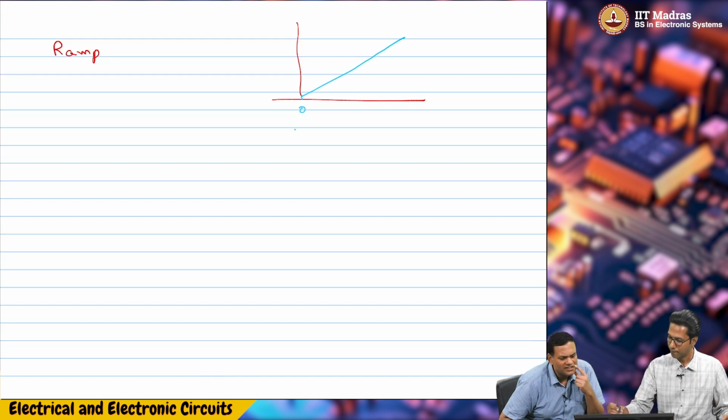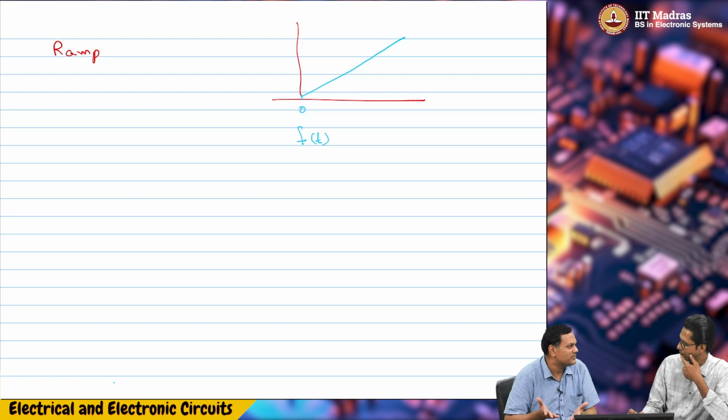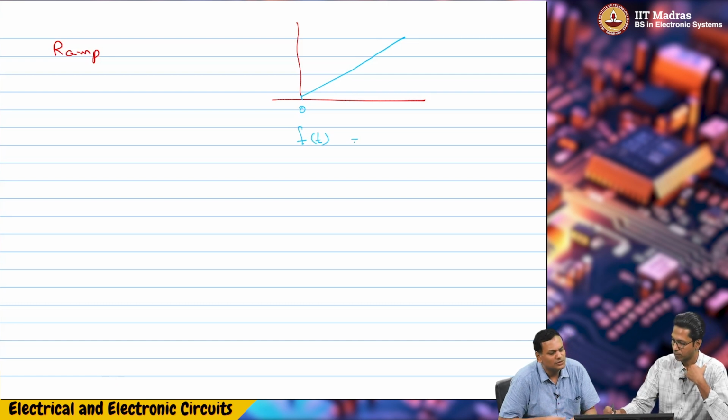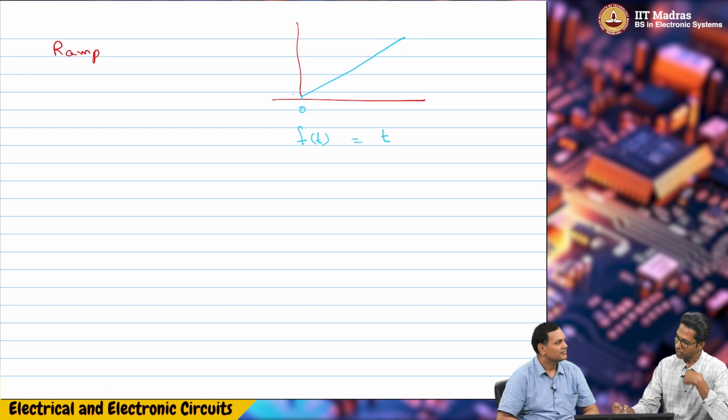Let's assume a simple one. It will be some constant times t. Let's just do f of t equal to t. You can also do f of t equals 2t, 3t, and so on, which will give different slopes. But let's try the simplest one. Now, it is starting at 0.